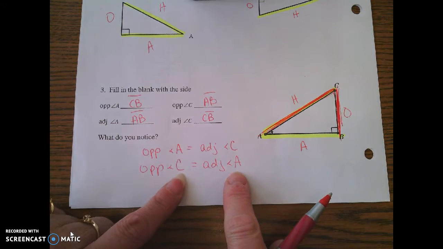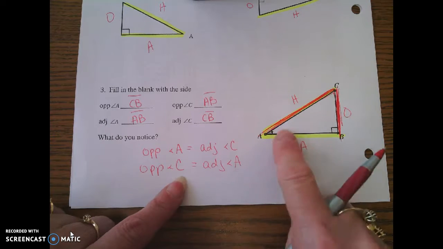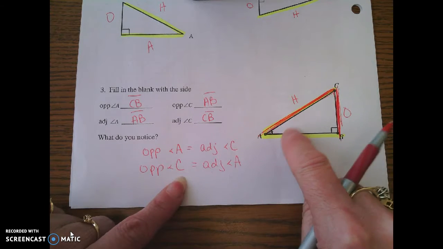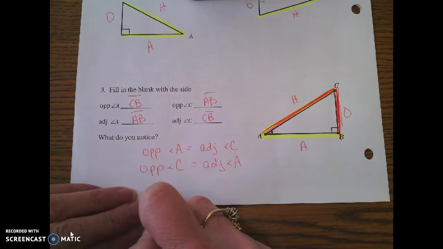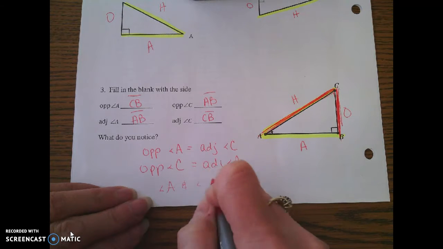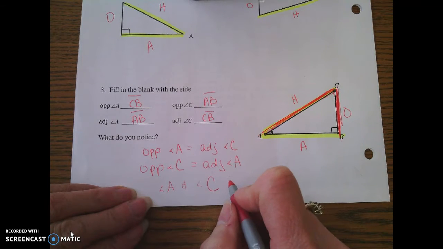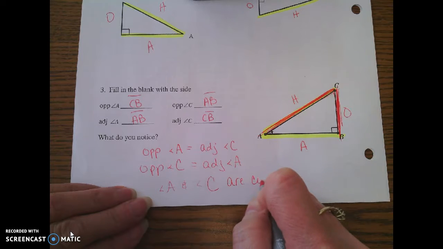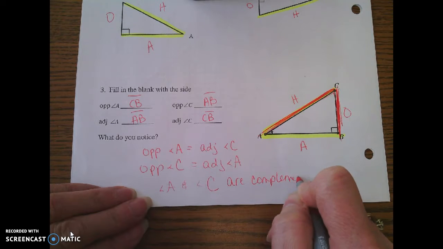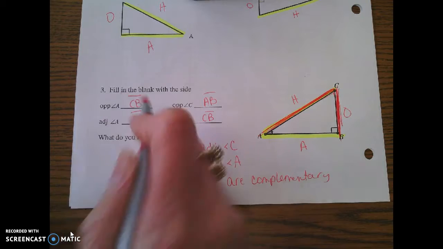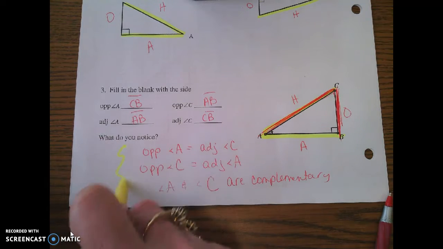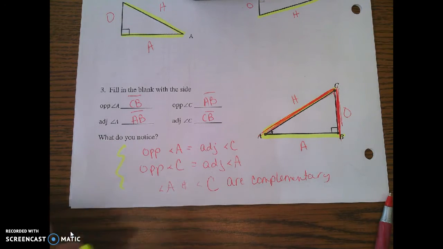Now remember, isn't there a special relationship between angle A and angle C? They always add up to 90. They're complementary. Angle A and angle C are complementary. These little facts here are going to become hugely important in day 2's notes.